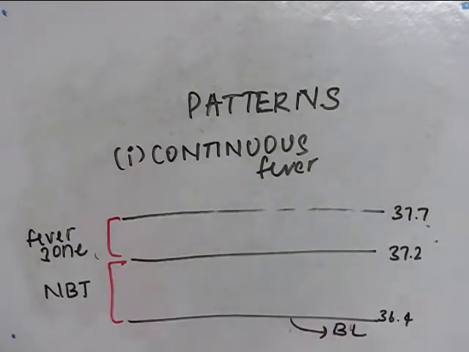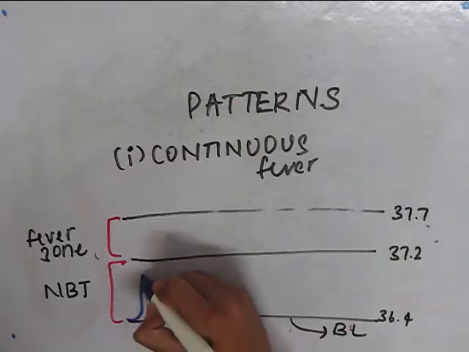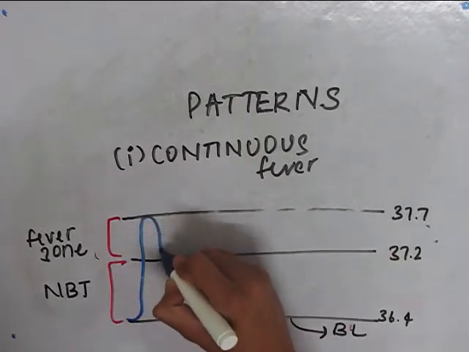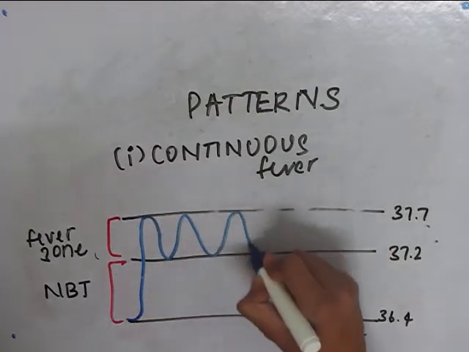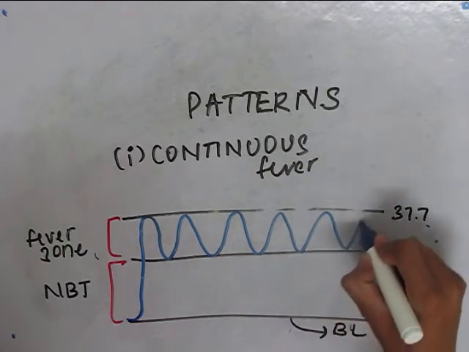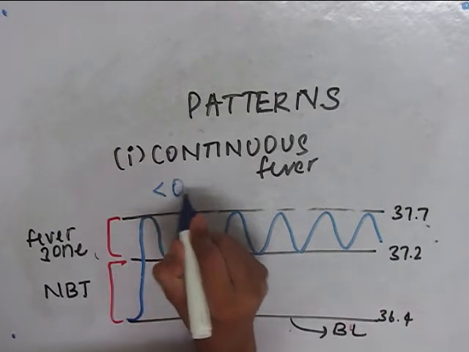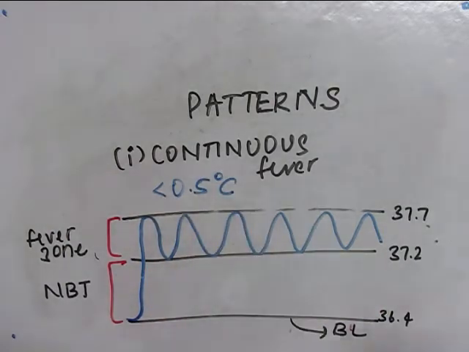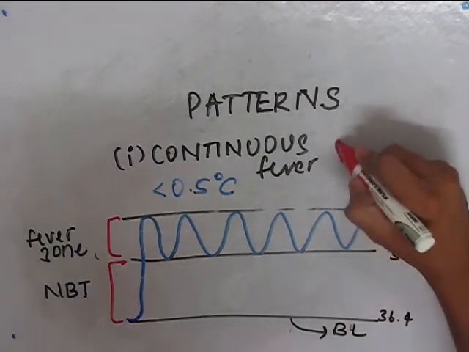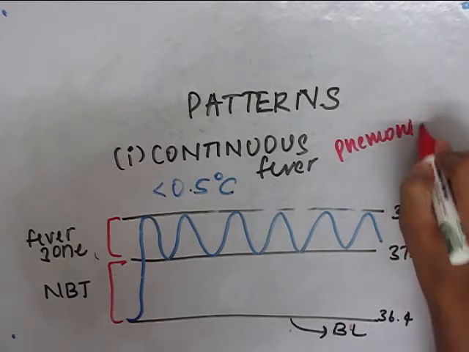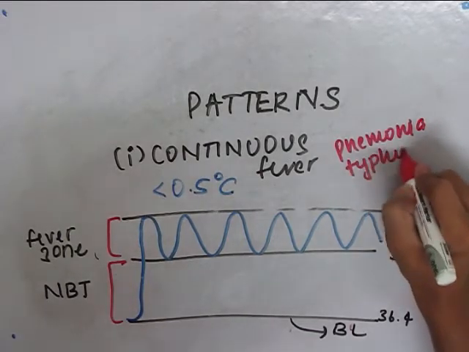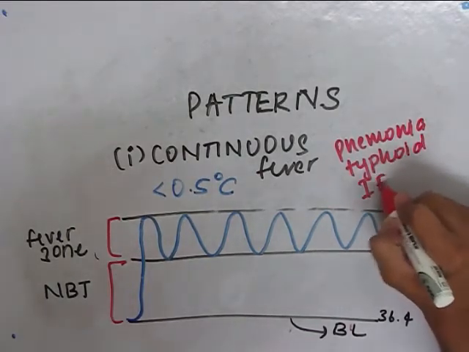So I'll tell you what happens in continuous fever. In continuous fever, the temperature rises above the normal body temperature and reaches the fever zone, but it never touches the baseline again. And the fluctuation is always less than 0.5 degrees Celsius. Continuous fever is seen in three cases: pneumonia, typhoid, and infective endocarditis.